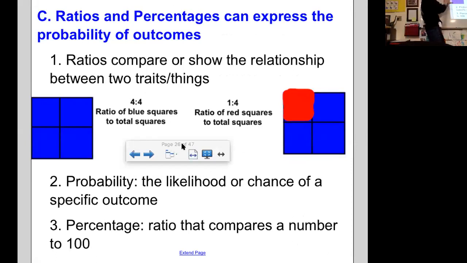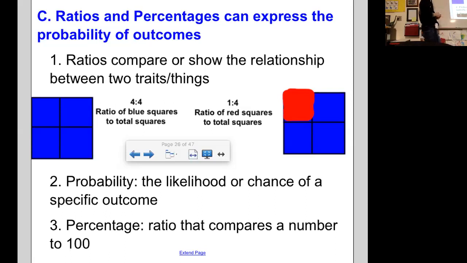Okay, so ratio and percentages express the probability of the outcomes. Ratios compare or show the relationship between 2 traits or things. Here I have a blue box, and I say, what's the ratio of blue squares to total squares? You say 4 out of 4. But then I might color in one box that's red and say, what's the ratio of red squares to total squares? And you'd say, well, 1 out of 4. So that's what a ratio is.